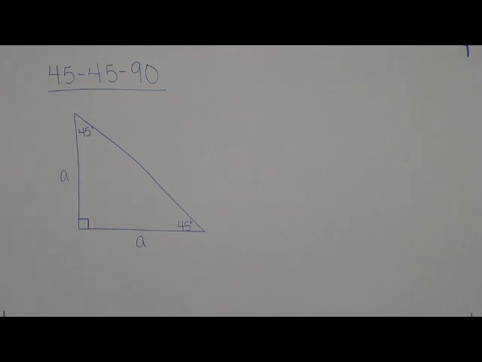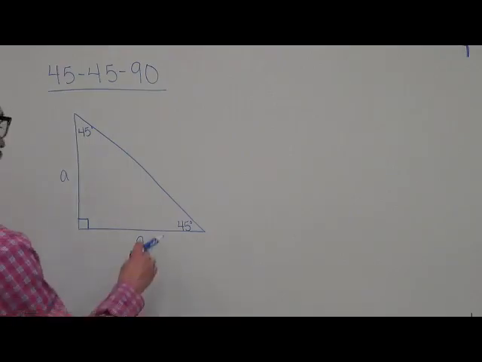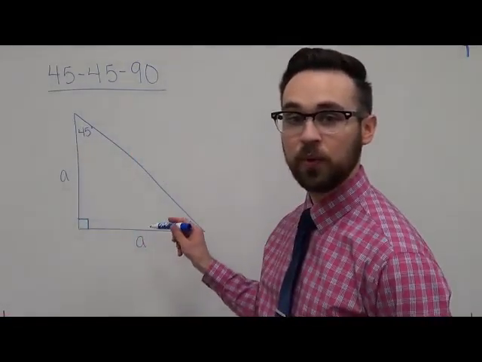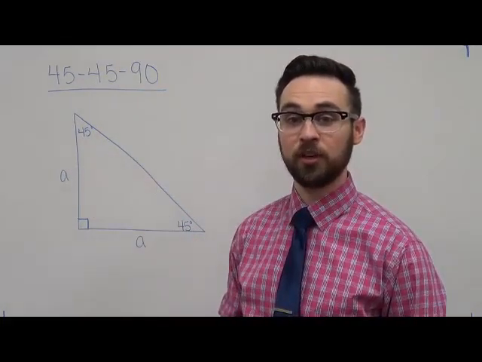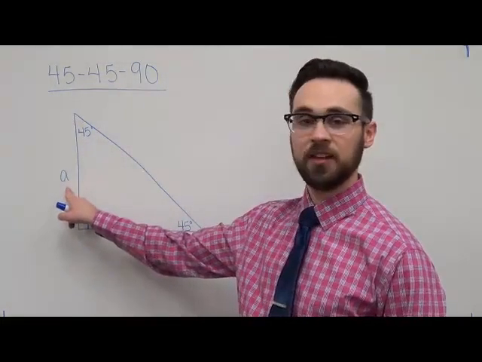On the inside, it's a special right triangle, so one of the angles has to be 90, and the other two are exactly the same at 45 and 45. If you have angles that are the same measure, the sides opposite are also going to be the same. Since 45 and 45 are both congruent, the sides opposite them, this leg and that leg, are also going to be congruent. So this is A and that is A.